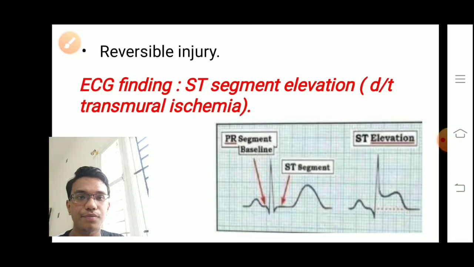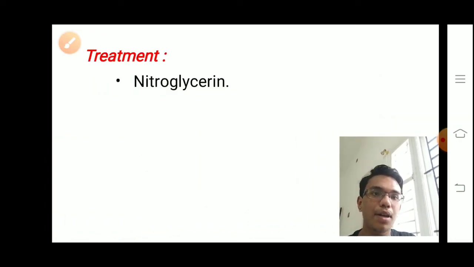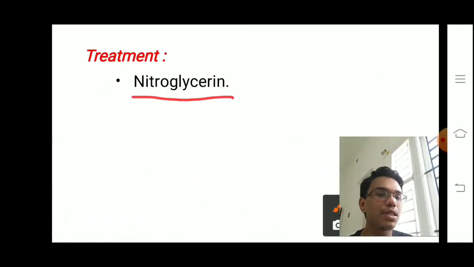Okay. Now going to the treatment part, the same, we have to give nitroglycerin. But remember, nitroglycerin is very much effective in case of stable angina, but in unstable as well as Prinzmetal angina, its effect may be variable. It may be a little bit reduced because it's a progressing condition. It's a little bit severe when compared with stable angina, right? So the nitroglycerin effect will be a little bit reduced.